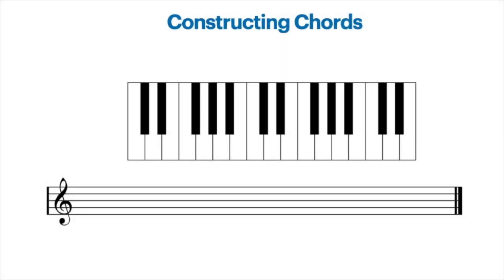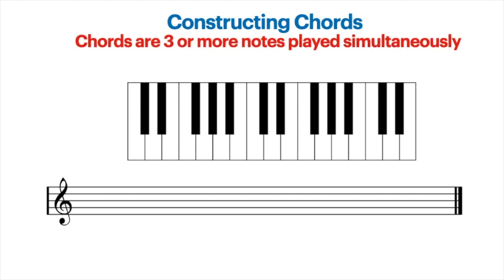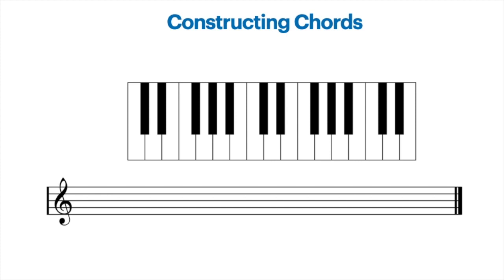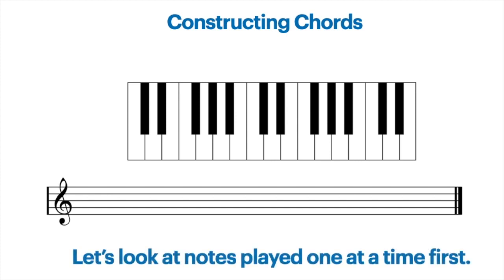We're going to learn how to construct chords, but first of all, what are chords? Chords are when we play three or more notes at the same time or simultaneously. When there are three notes, we call it a triad. So let's look at the notes played one at a time.